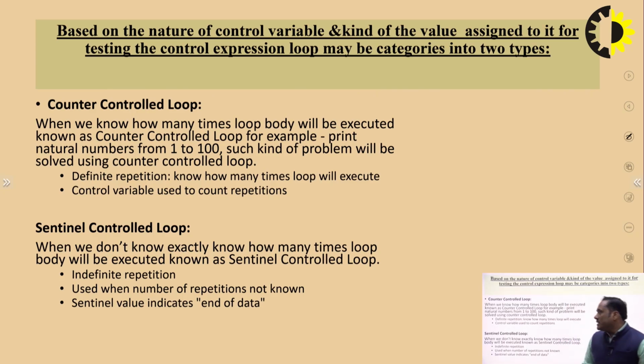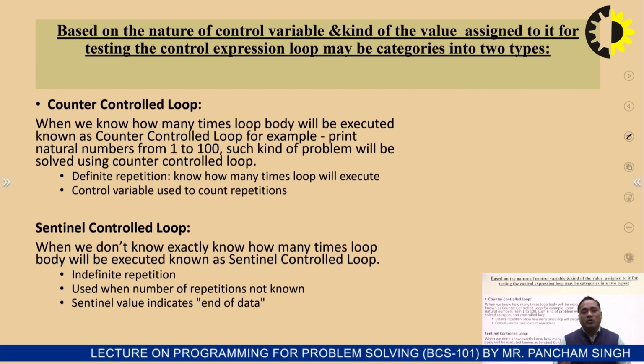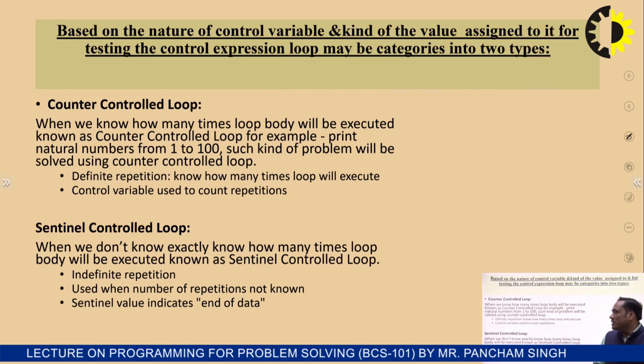Next is the sentinel control loop. In a sentinel control loop, we don't know exactly how many times the loop body will be executed, so that is called indefinite repetition. We are not going to count it. Like when your program is running indefinitely, that is called indefinite. So we are not counting the repetition of the program, and that is the sentinel control loop.